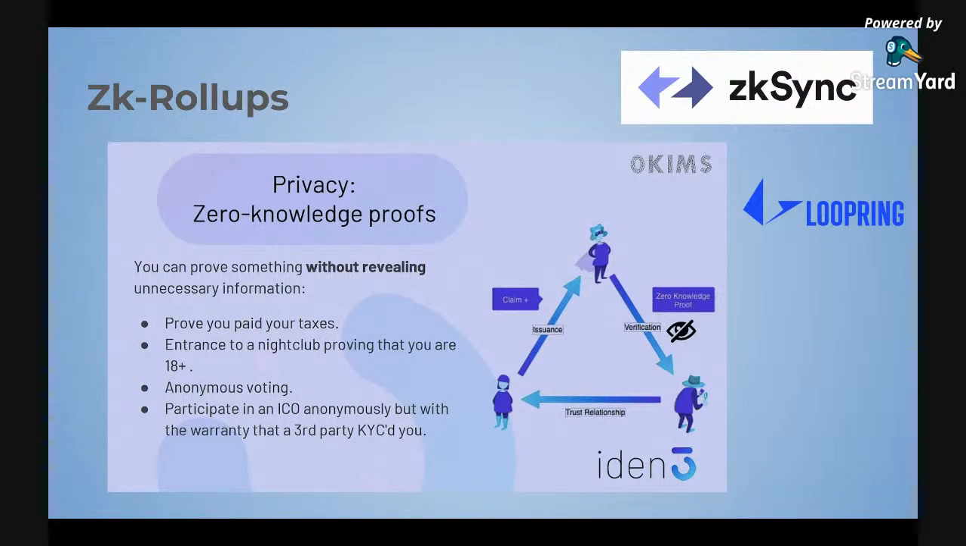Okay, ZK rollups. Instead of using fraud proofs to prove something is false, they use zero-knowledge proofs to validate blocks. Zero-knowledge proofs are a whole other can of worms, but essentially they prove something without revealing something. So for example, if you're inside a nightclub, someone can make the assumption that you are over 18 without having to see your ID.